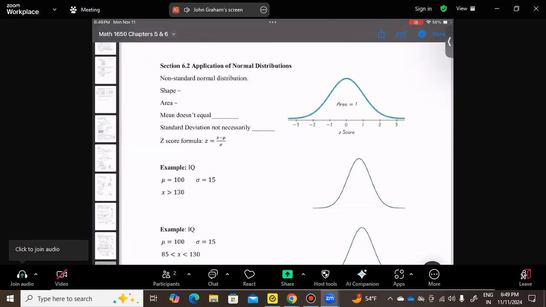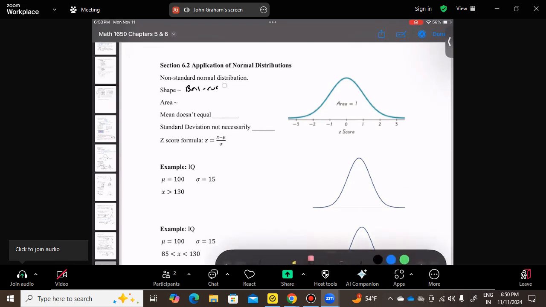Hi, this is Math 1650 and this video is over section 6.2. In this section, we're going to continue to look at the normal distribution, but this is going to be a non-standard normal distribution. The shape is still a bell curve. The area under the curve is still equal to 1, or 100% probability. The mean does not equal 0, and the standard deviation is not necessarily 1.